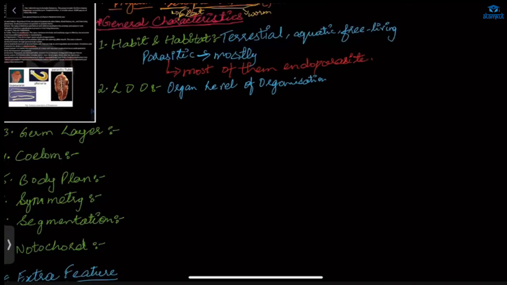Next, what is their germ layer? Again, they will be what? Acoelomate. In the germ layer, from an evolution point of view, they will be triploblastic.